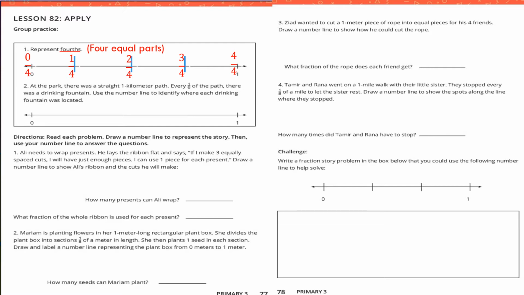Number 2, at the park there was a straight 1 kilometer path. Every 1 over 6 of the path there was a drinking fountain. Use the number line to identify where each drinking fountain was located. Okay, our fraction here is 1 over 6. Look at the denominator. It is 6. So we want to split this number line into 6 equal parts.